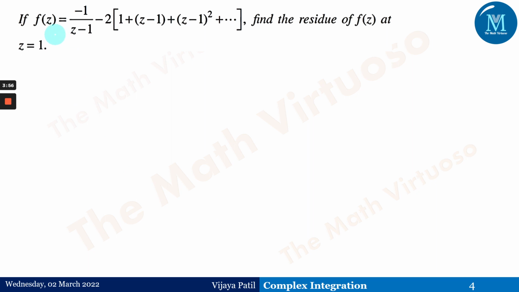Now if f of z is minus 1 upon (z minus 1) minus 2 into 1 plus (z minus 1) plus (z minus 2) times (z minus 1) the whole square and so on, find the residue of f of z at z equals 1.